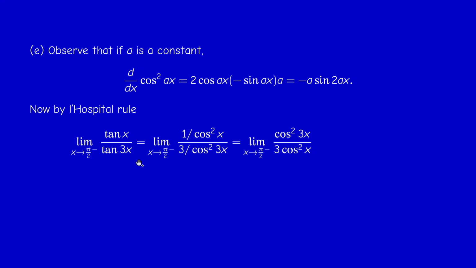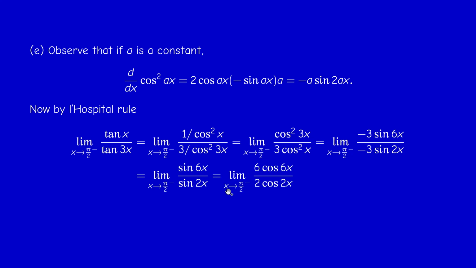And now, of course, this is of the form infinity over infinity here again as well. But we know that we can use L'Hopital rule if I have something of the form infinity over infinity. So I use L'Hopital rule on this. The derivative of cosine squared 3x, according to what you said, is minus 3 sine 6x. And same thing here, because the derivative of cosine squared x is minus sine 2x, and the 3 comes from here. And now I simplify by minus 3.